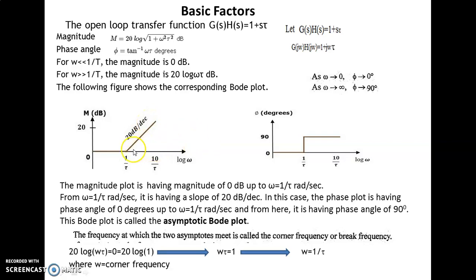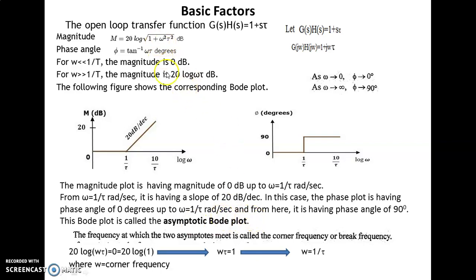In this case, the phase plot is the same up to omega equal to 1 over tau, having 0 degrees. At this point it varies, that is, it changes by 90 degrees. This Bode plot is called the asymptotic Bode plot.